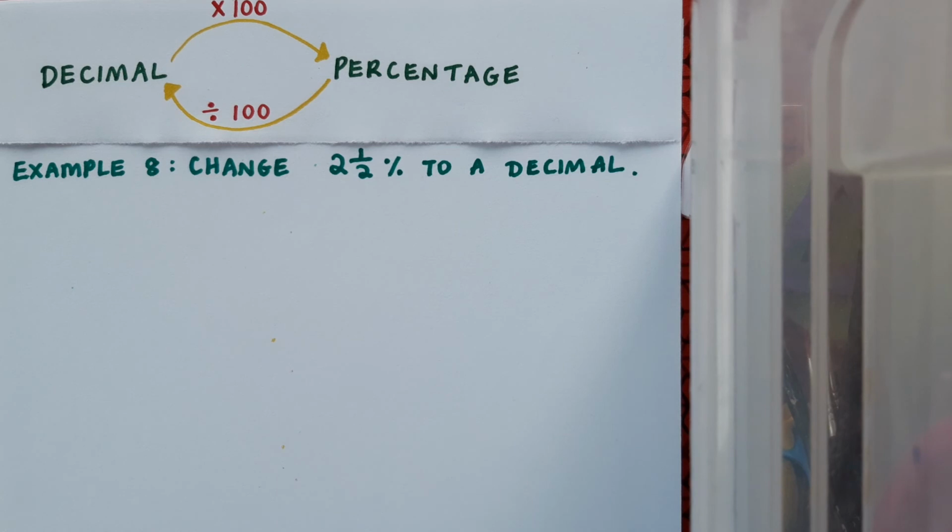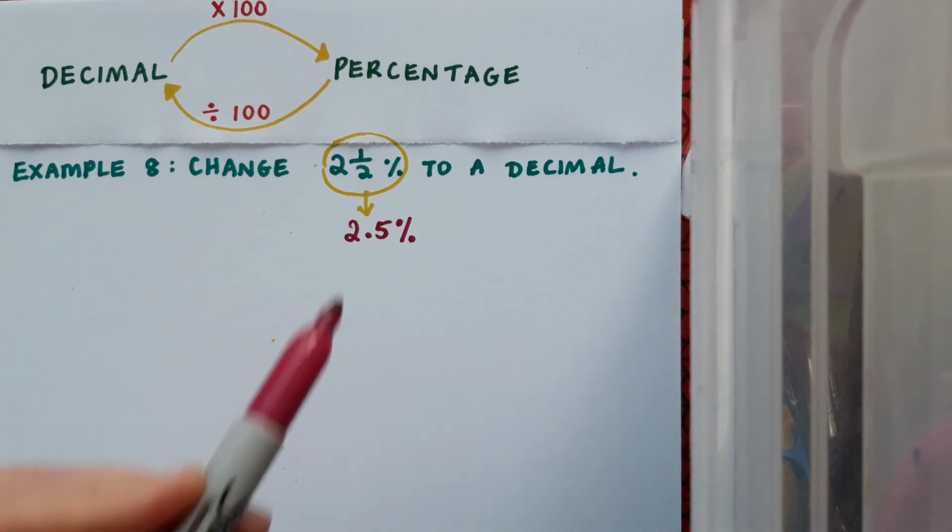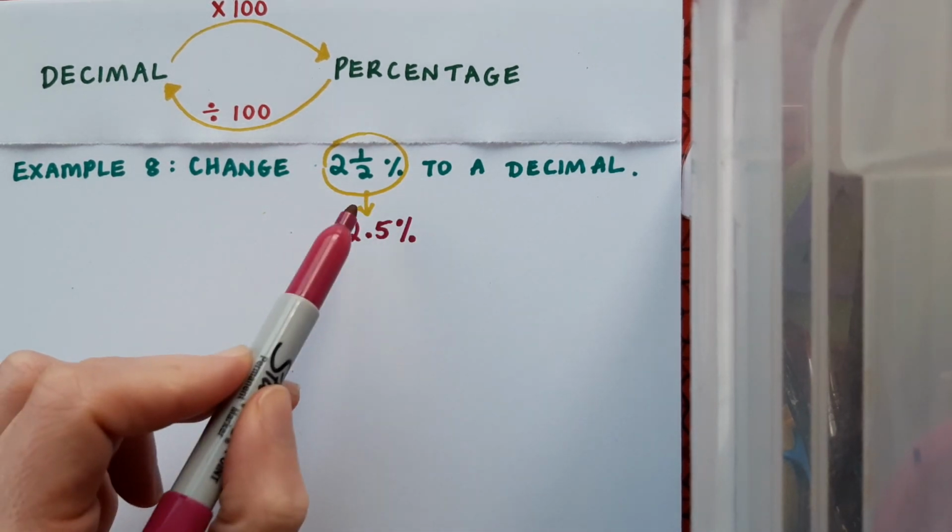So I want to change 2.5% into a decimal. The first thing to note is that it's a bit awkward to do this when it's written as 2.5%. So I'm going to start by taking that 2.5% and writing it as 2.5 over 100... Just note that even though there's a decimal in this now, this is not my final answer. This is still the percentage value.